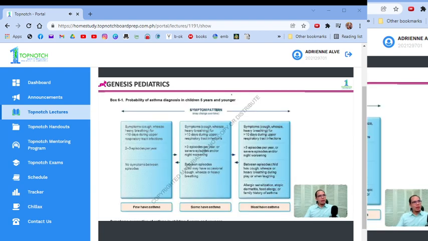Okay? And here's a probability of asthma diagnosis from GINA again for children 5 years and younger. Okay? So, symptoms, okay, for less than 10 days during upper respiratory tract infection. So, nagkaroon siya ng URTI pero hindi tumagal ng 10 days yung wheezing niya. Only 2 to 3 episodes per year, and then there's no symptoms in between, probably it's not asthma. Okay? Symptoms lasting more than 10 days. Okay? More than 3 episodes. Okay? Or severe episodes and nighttime worsening. Between the episodes, yung child nag-uubo-ubo pa rin siya.